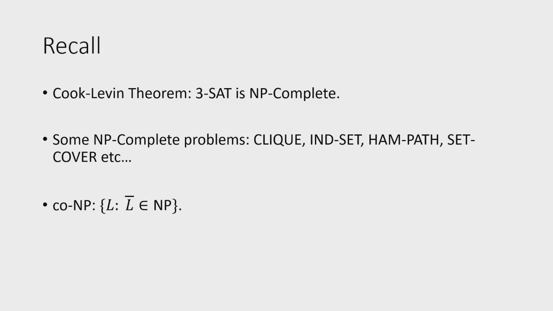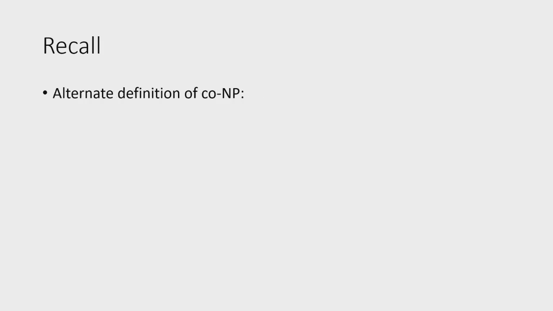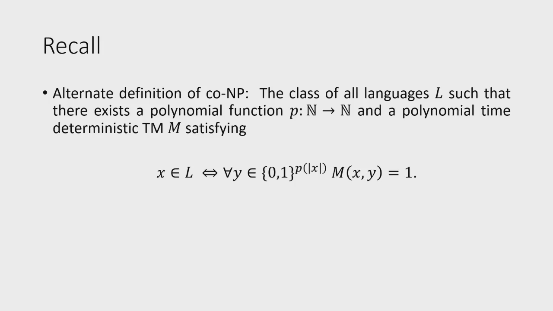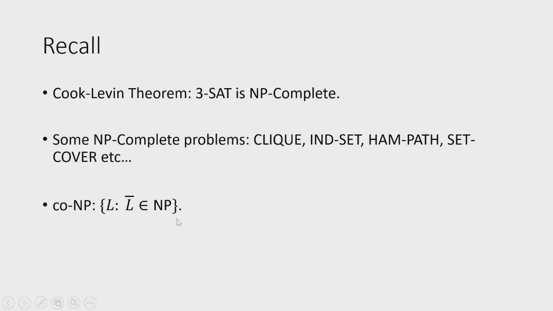So this is one definition of the class co-NP. There is also an alternate definition, which is the following. co-NP is the class of all languages L such that there exists a polynomial function P and a polynomial time deterministic Turing machine M satisfying: x is in L if and only if for all certificates y, M of x comma y is 1. It's not too difficult to see that this definition and the earlier one are the same. I think this would have been covered in the lectures for this week.